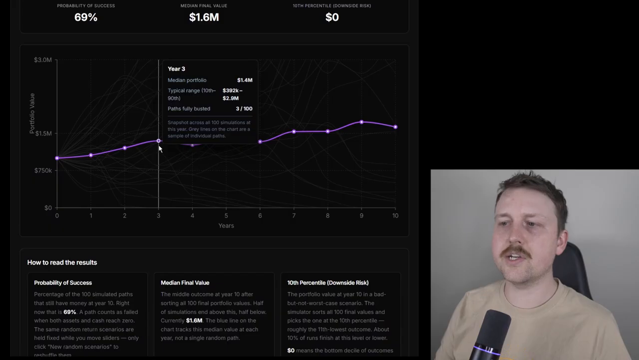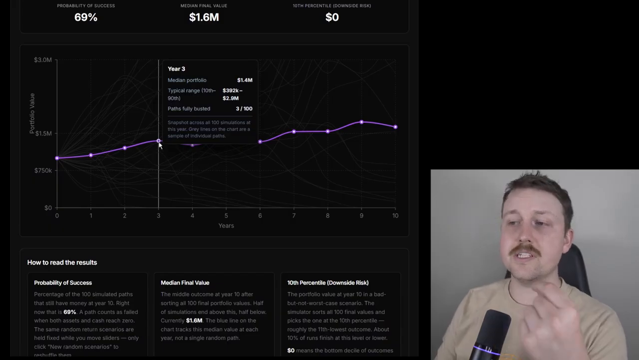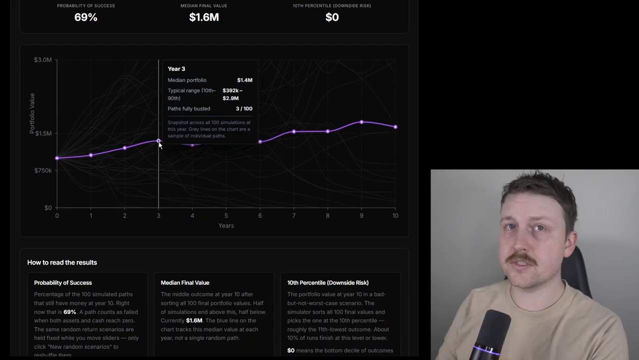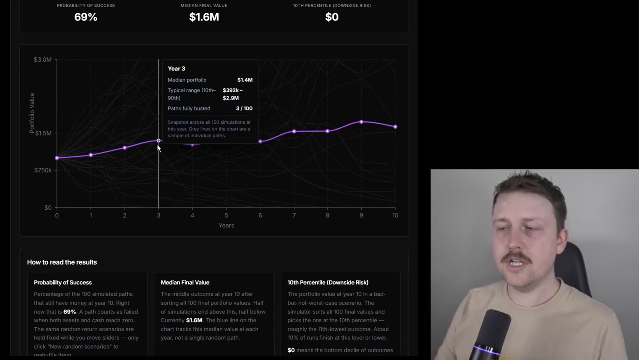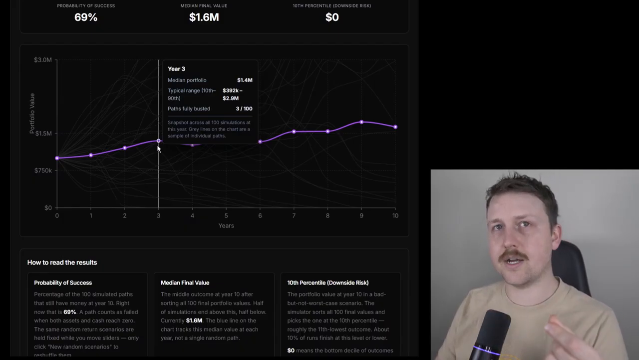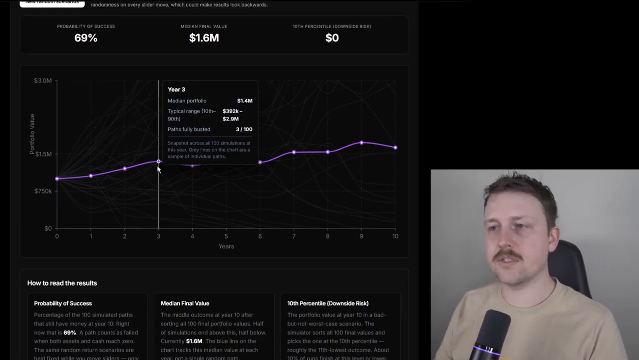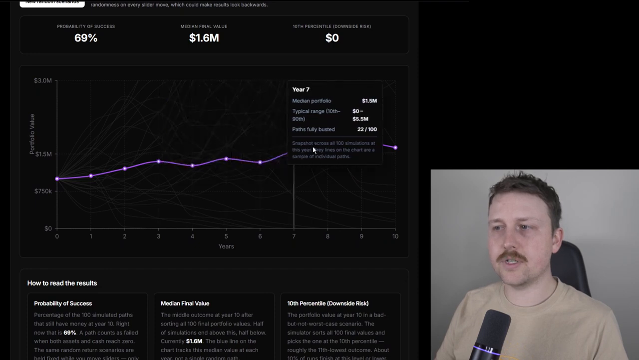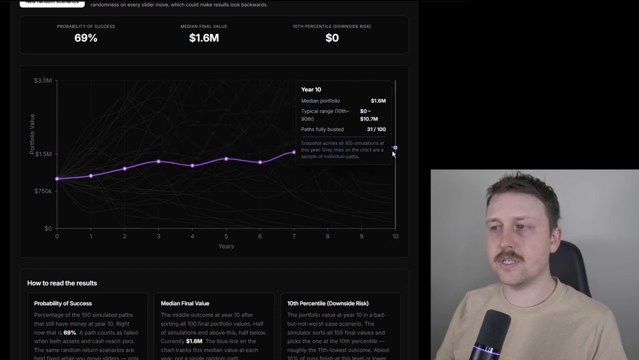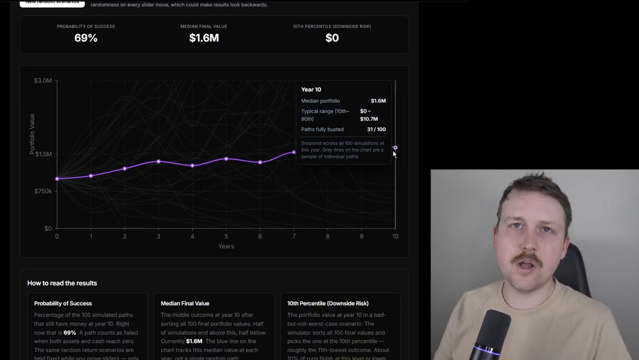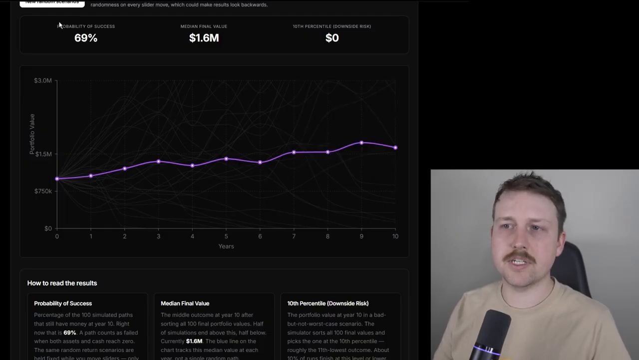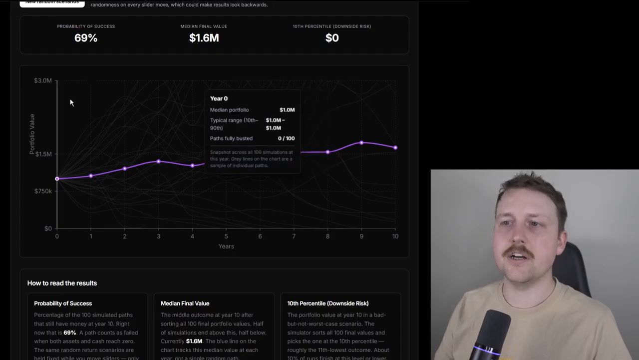So we can see here on year 3 of these simulated paths, some out of 100 have actually gone completely bust. All of the money is gone from you withdrawing $100,000 plus the inflation rate. And that's because of the volatility of this asset. And if you go down further and further, you can see all the way to year 10, where 31 out of 100 paths have gone bust, which gives you a probability of success for a 10-year period of 69%.